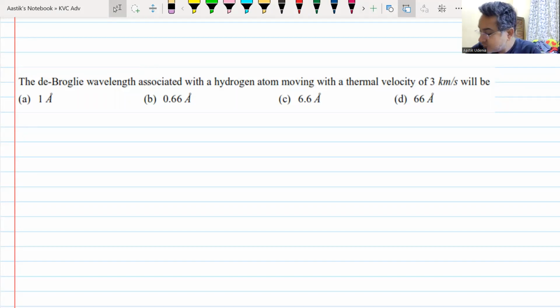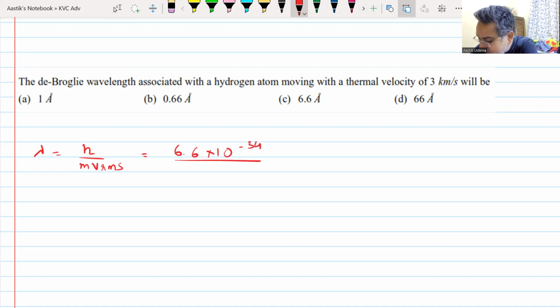So how are we supposed to do this? The wavelength will be given by h by m VRMS. The value of h is not given. It is 6.6. Forget about the multiples because all the answers are given in the same unit, so you must not worry about the powers.